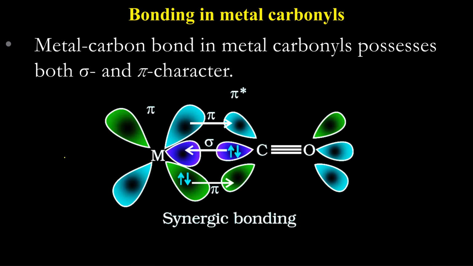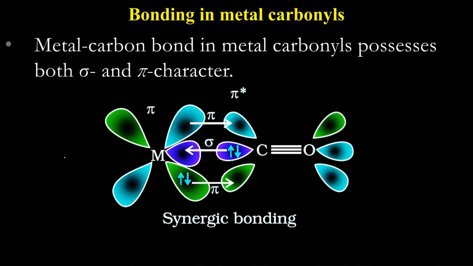Sometimes you might be asked, so you need to remember this is synergic bonding. The word synergic in English means that both help each other. So if Samad helps Kavish and Kavish helps Samad, both get something, right? Both get benefited. The same thing happens here.